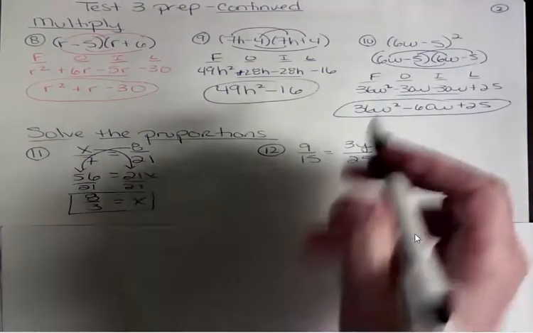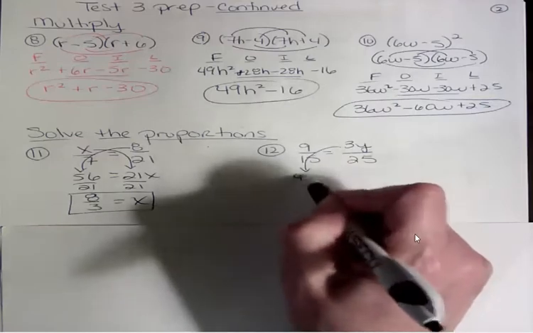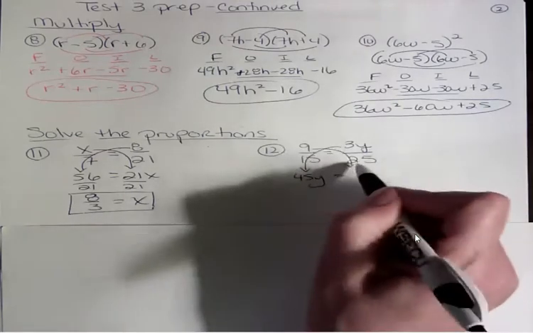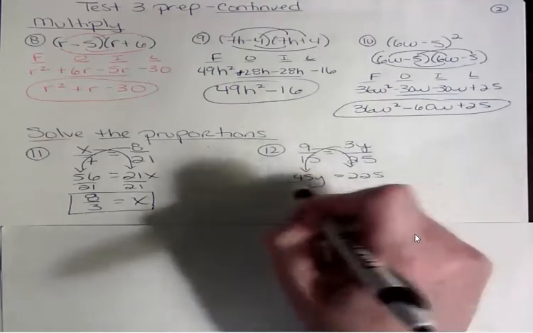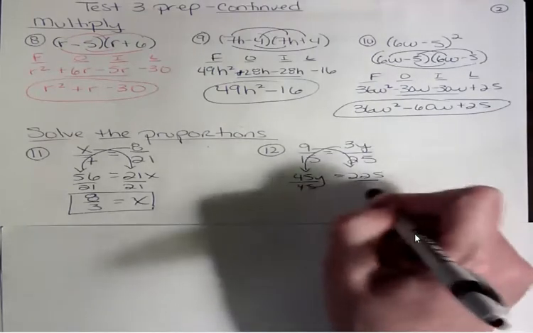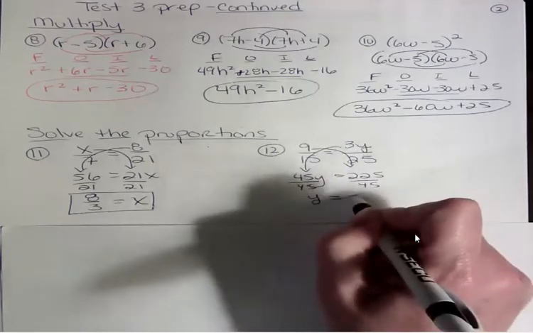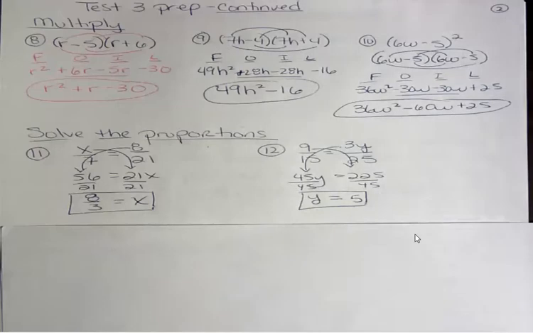All right, and for the next one, if I cross multiply, I get 45y because 15 times 3, and 9 times 25 is 225. If I divide both sides by 45, I get y equals 5 exactly. All right, so that's solving a proportion.